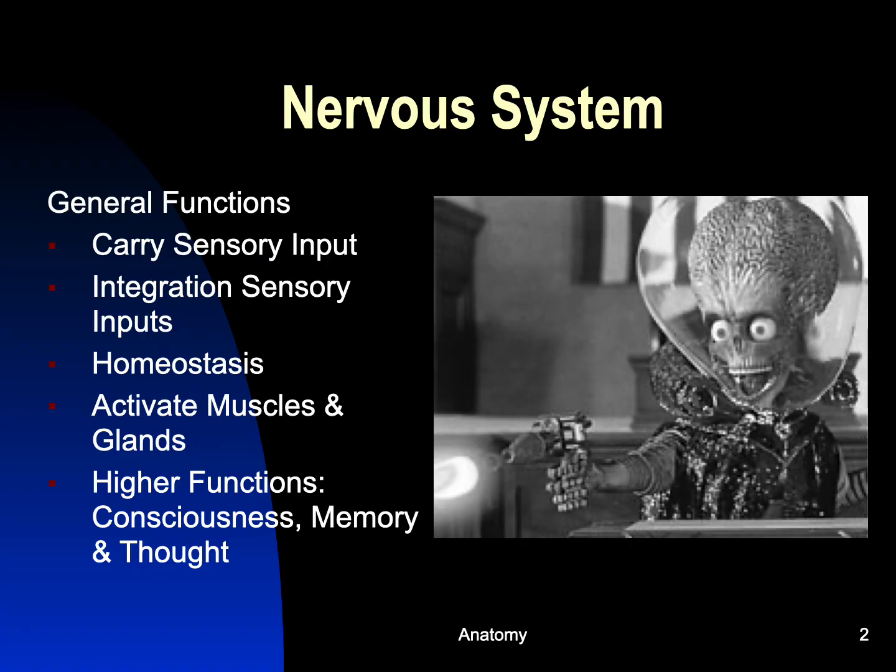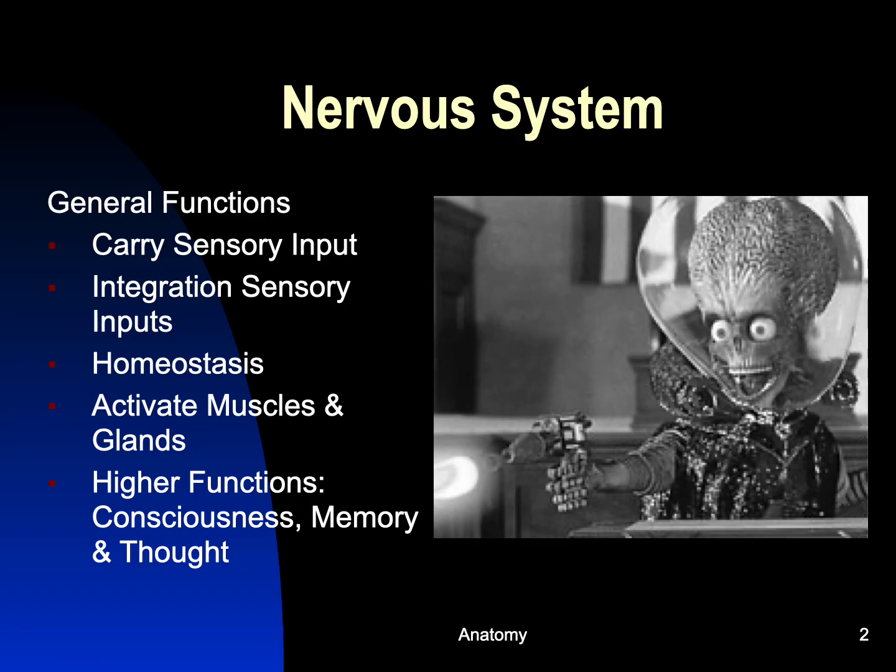The nervous system carries sensory input from sensory receptor organs and receptor cells to the central nervous system. This sensory input is integrated, so that means that inputs, like say from our eyes and our ears, are coordinated so that the brain can see both coming in and recognize that they're both happening simultaneously, and so that's an integration function.